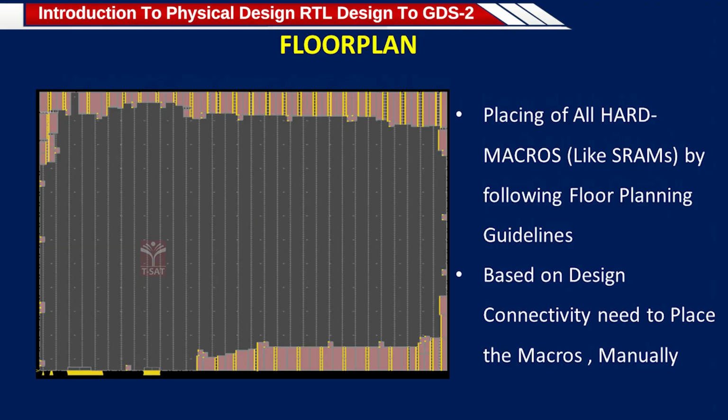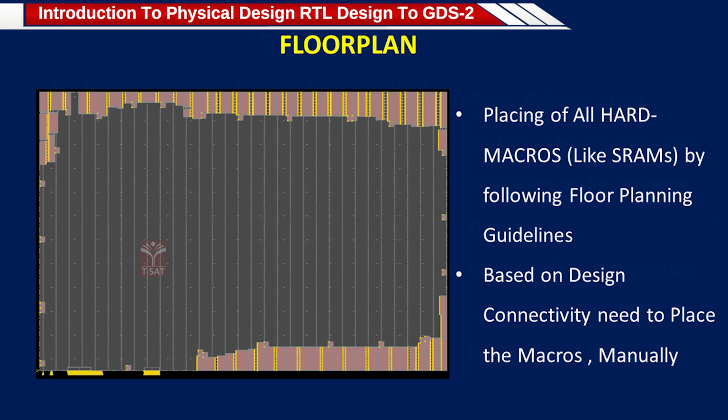As a part of floor planning, we should place all of them by following the floor planning guidelines. We have some floor planning guidelines for better optimization. We should follow all those guidelines and place these SRAMs, IPs and IO pads. Of course, IO pads we already get initially, and we should place these macros and IPs. Okay, that is the floor plan step.